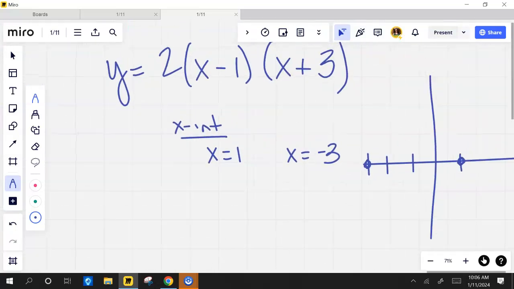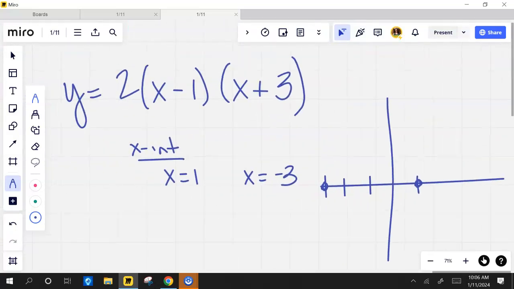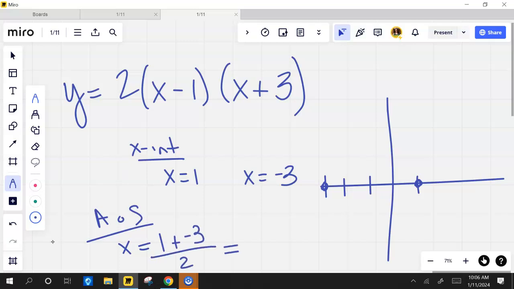If I want to know the axis of symmetry here, I should be able to add these two numbers together and divide by 2. So axis of symmetry, 1 plus -3 divided by 2, what do you get? -2 over 2, which is -1. Is that the middle? Yep.